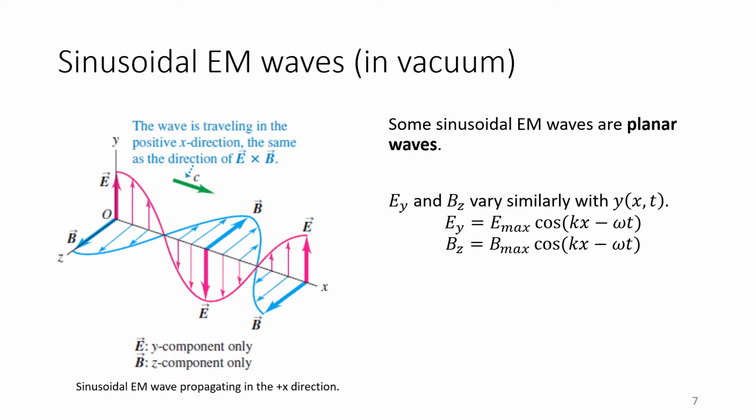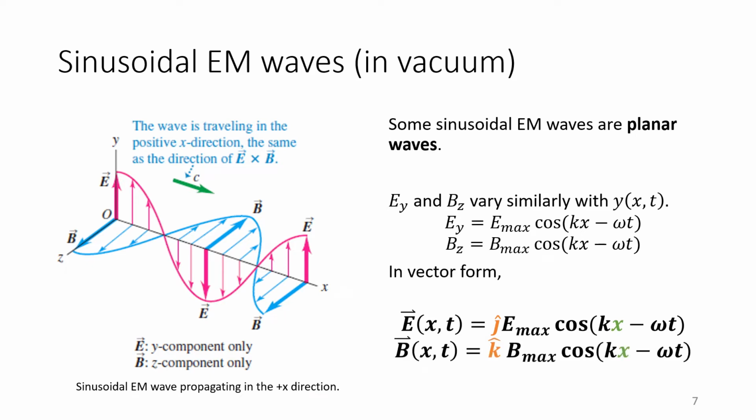So take note that the components are chosen, so Y for E and Z for B, and they're based on how the electromagnetic wave was oriented. So we assume that there's no component of electric field in Z, and no component of magnetic field in Y. Now in the vector form, we take E to be equal to j hat, Emax cosine(kx minus omega t). And for the magnetic field, we have k hat, Bmax cosine(kx minus omega t).